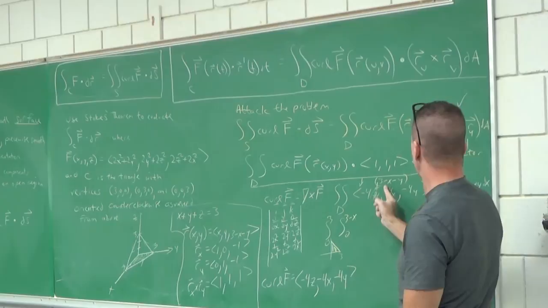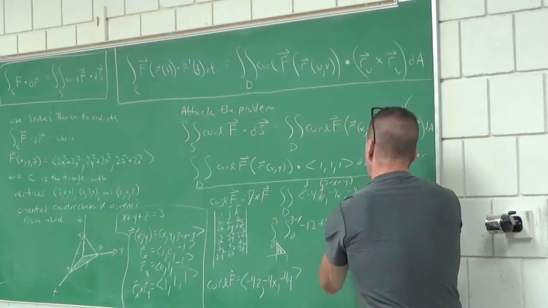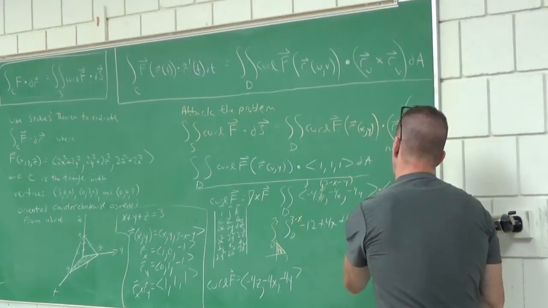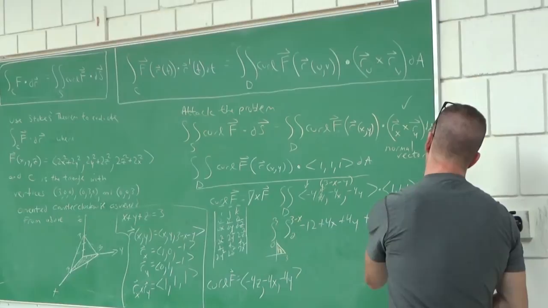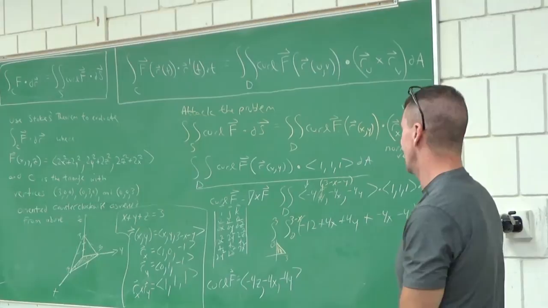What's this distributive times a 1? I get negative 12 plus 4x plus 4y. Plus, then 1 times this is what? Negative 4x, and 1 times this is negative 4y, dy dx. Now, I hope stuff cleans up. Does it? Yeah, x cancels.